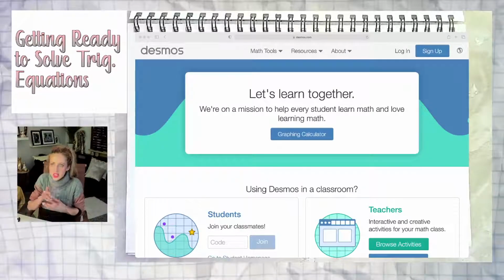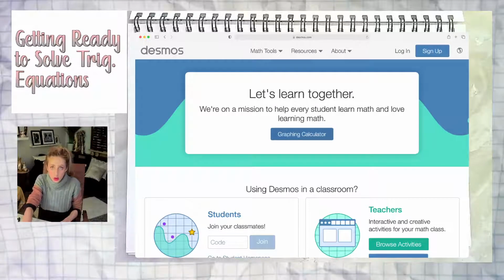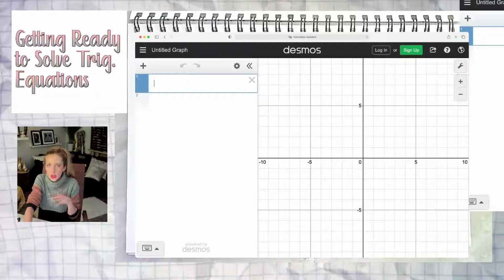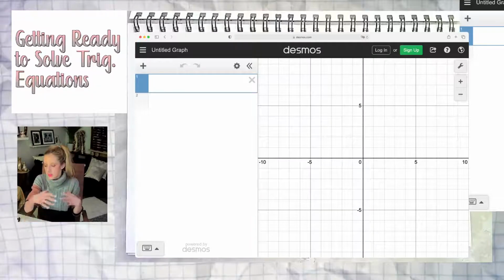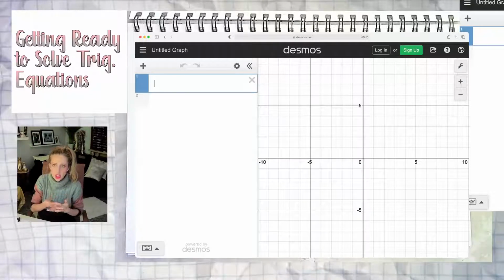All right, so this website that I have open right now is Desmos.com. And if we go to Desmos.com and we click on graphing calculator, you're going to go to exactly that. It's a graphing calculator. Now, what I want to show us on here is what happens visually when you're solving equations. So one equation that you might solve in class now is something like sine theta equals 1/2.